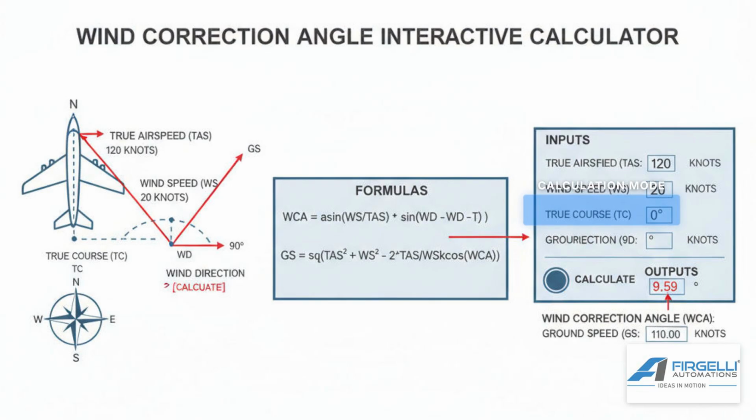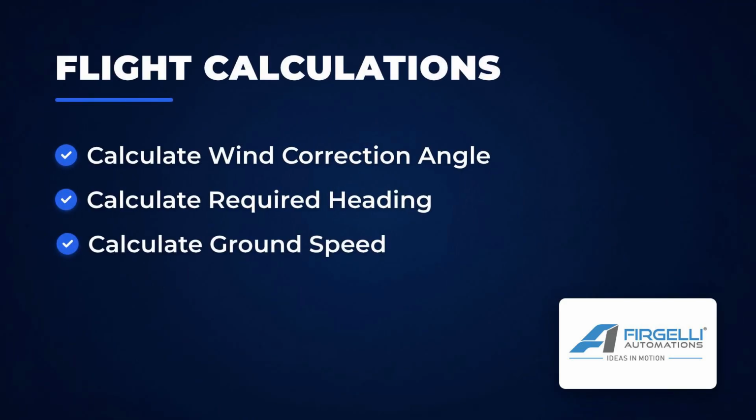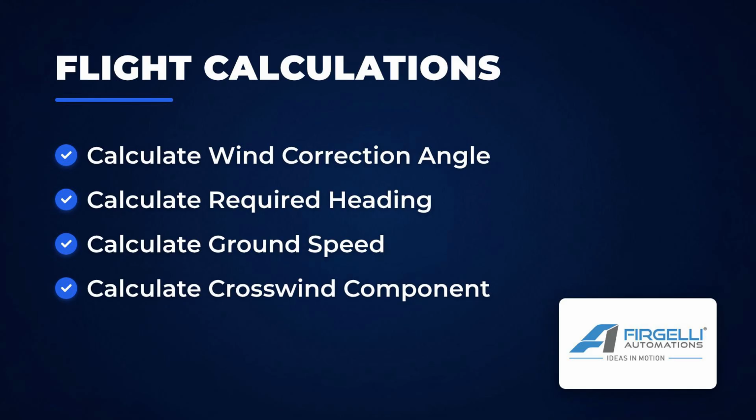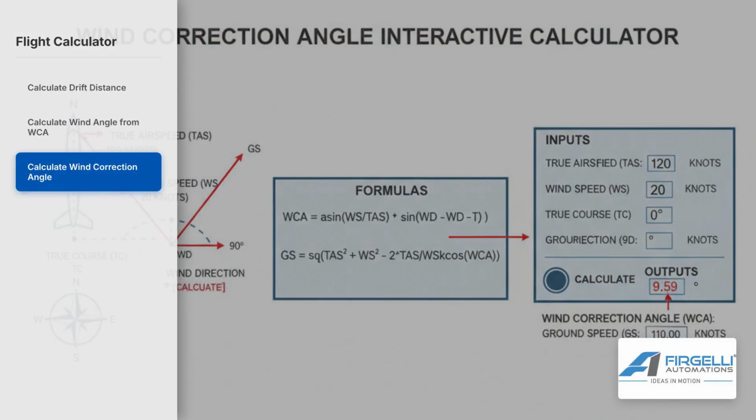First, we have the Calculation Mode drop-down menu with 6 options. Calculate wind correction angle, calculate required heading, calculate ground speed, calculate crosswind component, calculate drift distance, and calculate wind angle from WCA. For this demonstration, I've selected Calculate Wind Correction Angle.